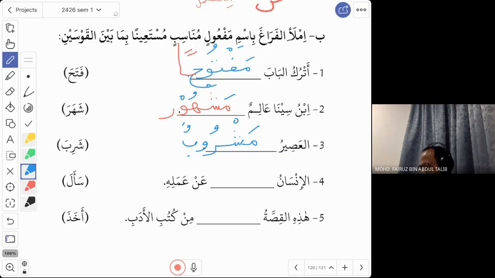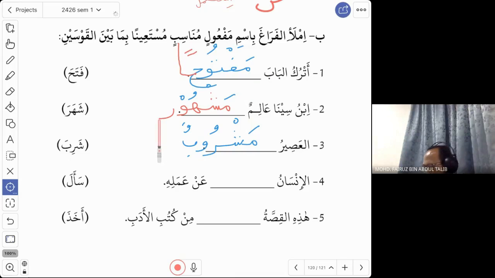Mashrubun. And there is no need to add any ta for this example because the word bab is muzakkar, therefore this is muzakkar. Alim is muzakkar, therefore the word mashhur is also muzakkar. And asir is muzakkar, mashrub is also muzakkar. But if these are muannas, then you need to add a ta. Maftuhatan, mashhuratan, mashrubatan.